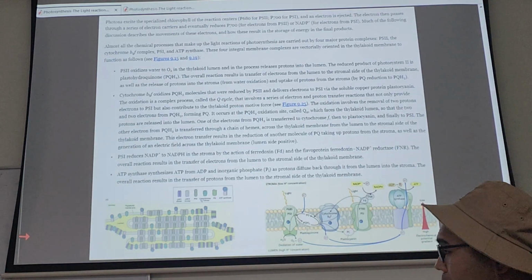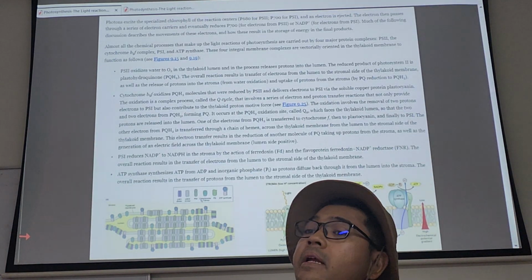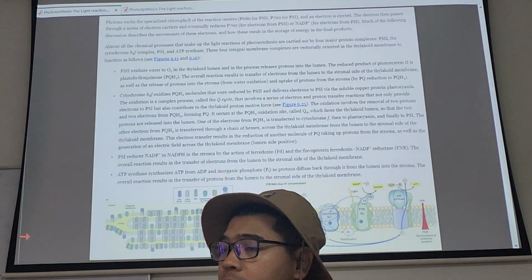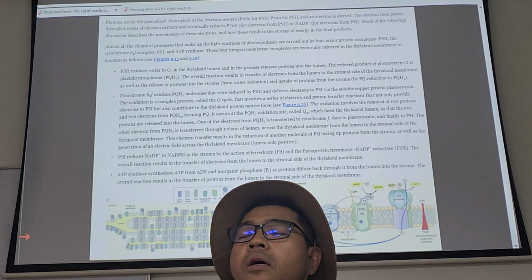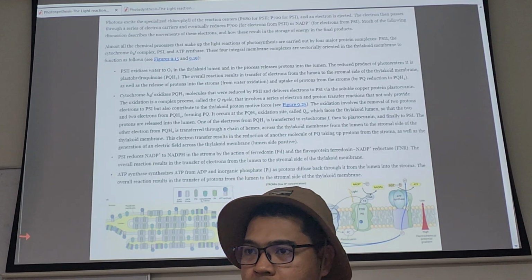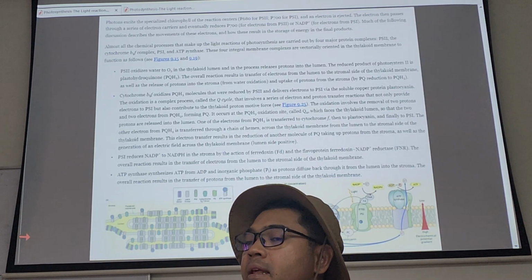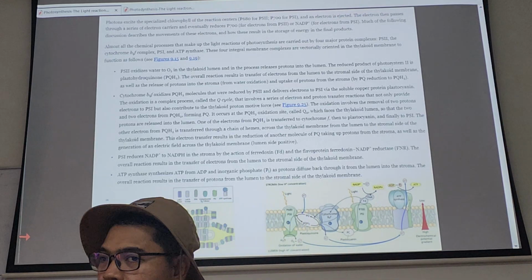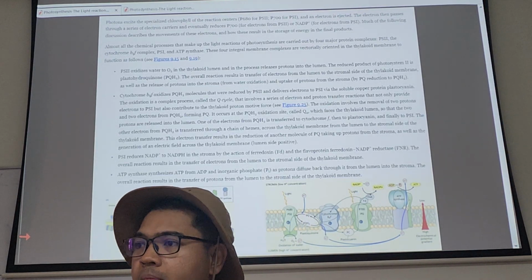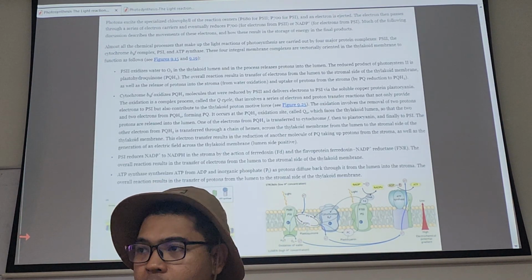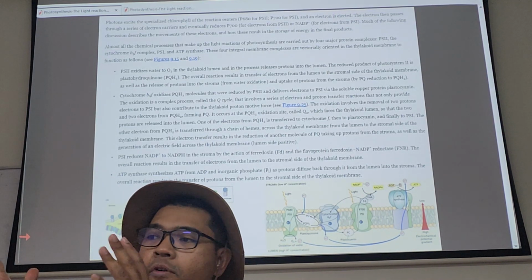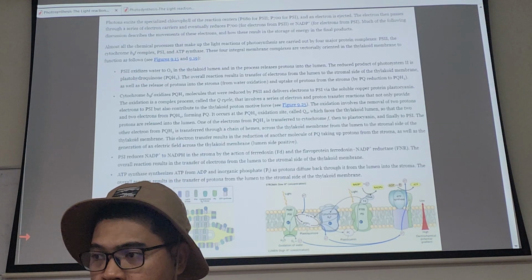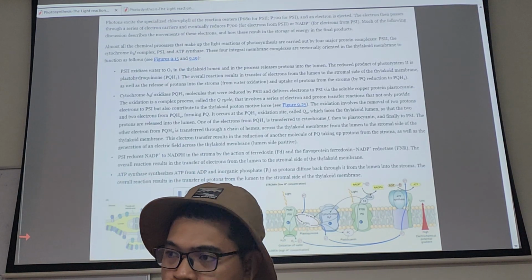NADPH is called the reducing agent, the reducing molecule. In some books, they are called electron donors. Meaning that it's not energizing the molecule, but it donates its own hydrogen to the molecule so that the molecule changes from the oxidized phase into a reduced phase.